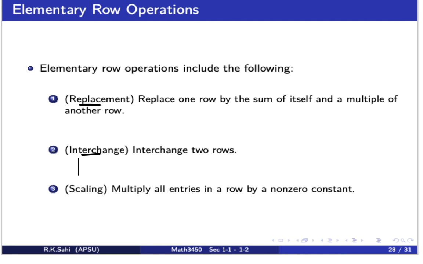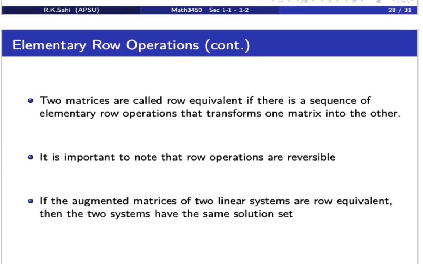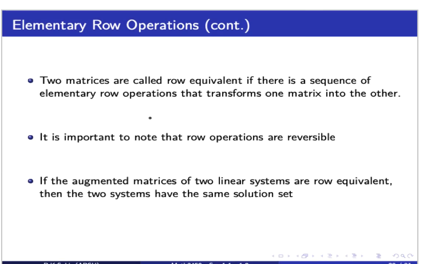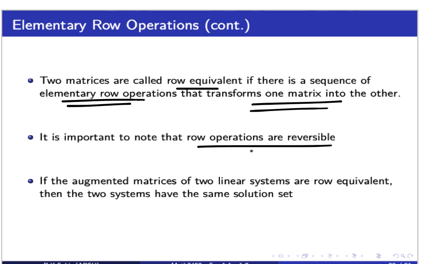And scaling means we can multiply or divide by a non-zero number. If you multiply all the entries in a row by a non-zero constant, it still will not be affected. Now let's look at some further information here. Two matrices are called row equivalent if we have a sequence of elementary row operations which will transform one matrix to another matrix. These row operations are reversible.